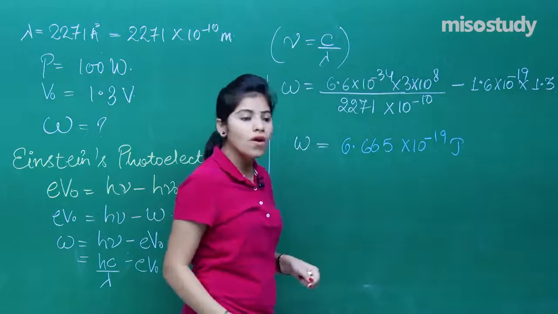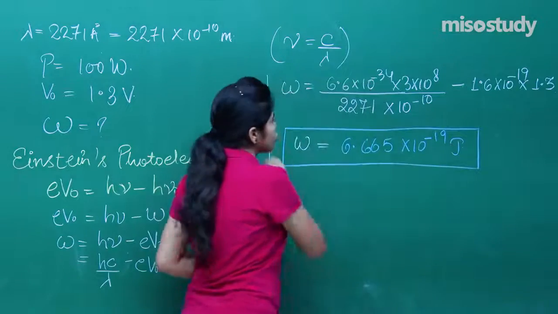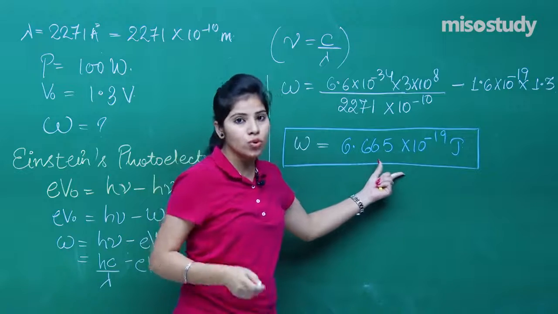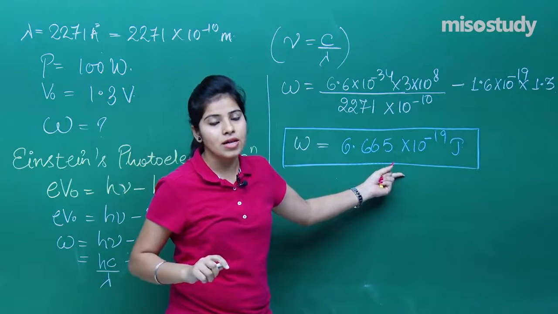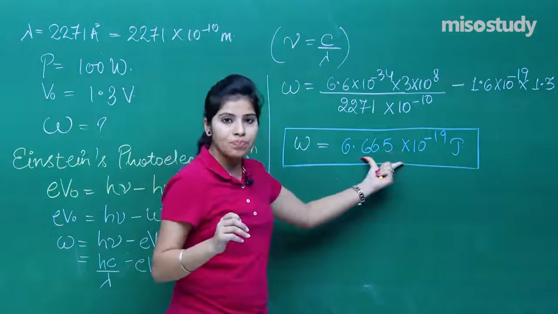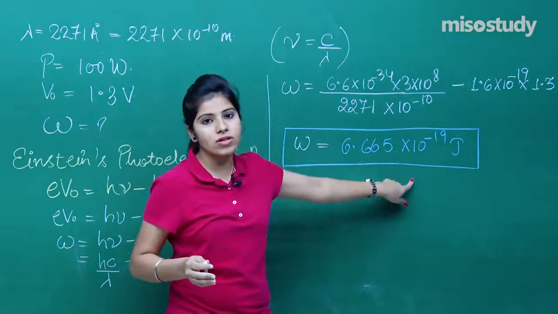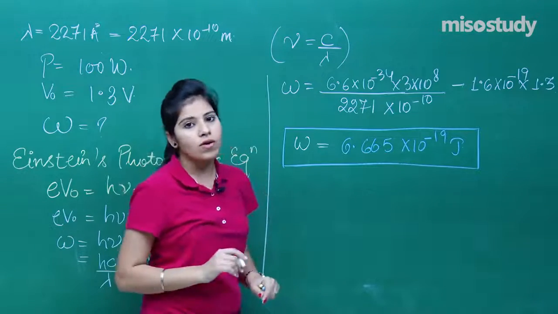This is your work function, and you can also convert this value into electron volts. How? By dividing this value in joules by 1.6 into 10 raised to the power minus 19. When you divide this term by 1.6 into 10 raised to the power minus 19, you will get the answer in electron volts. Okay, so we have found the work function.